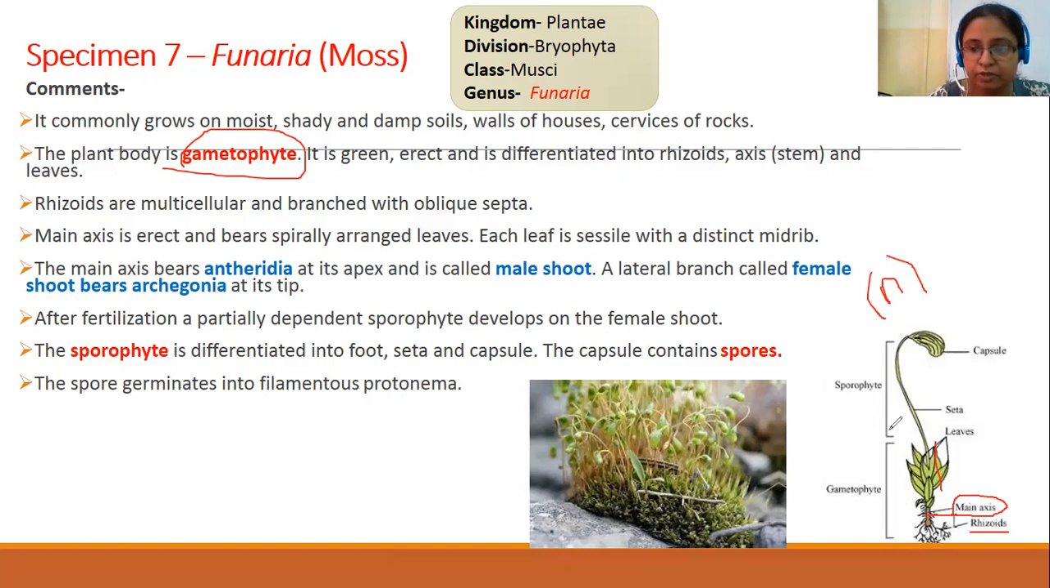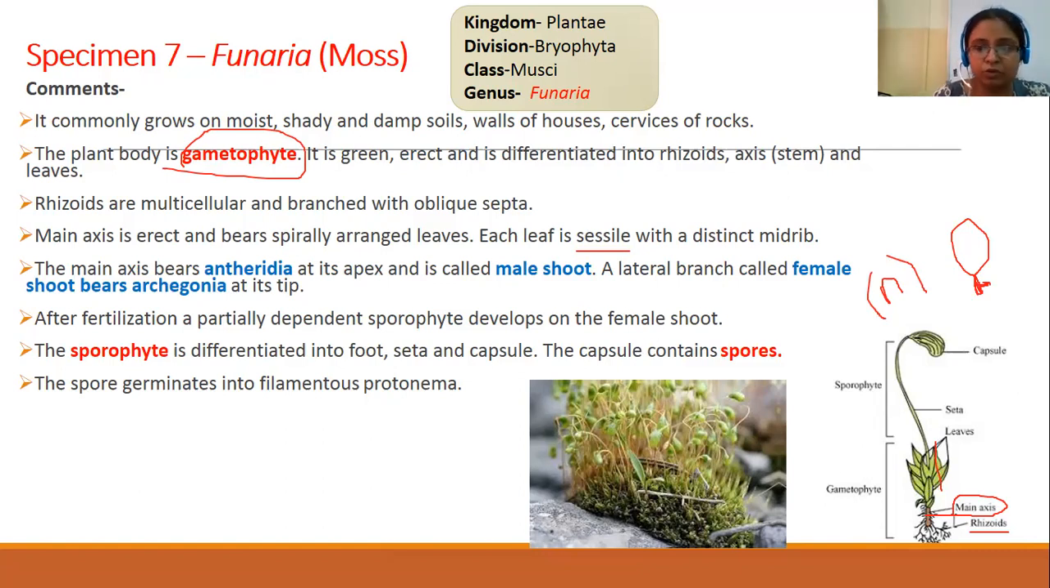Fine. Now the leaves. Here you can see the spirally arranged leaves, and each leaf is sessile. Sessile means it does not contain any petiole. Petiole is entirely absent. Normal leaves में क्या होता है? Petiole is there, the stalk is there. This stalk we call a petiole. Since here the leaf is sessile, this petiole is absent. That's why it is called a sessile leaf, and it has a distinct midrib running in the center.